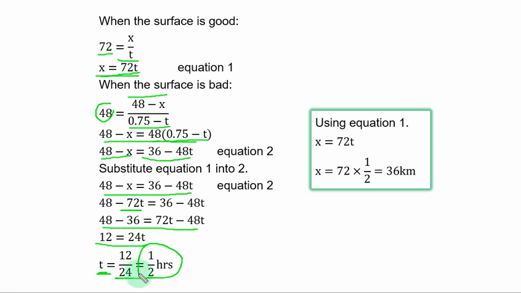For us to get the distance on the good surface S, you need to use equation 1. Equation 1 is S equal to 72 times T. That is 72 times 1 over 2, and you have 36 kilometers as the distance the man drove when the surface is good.